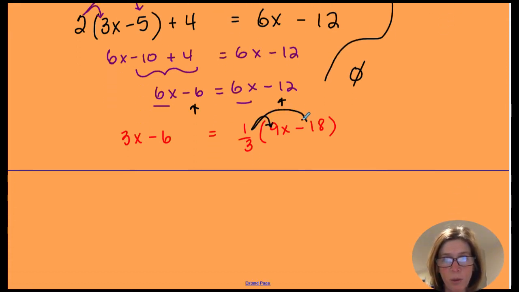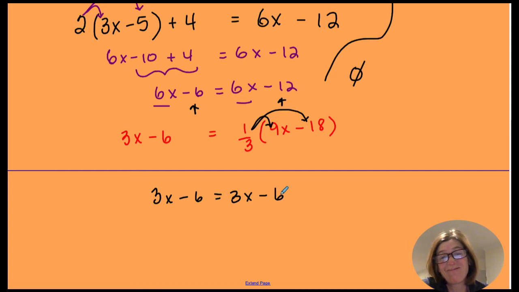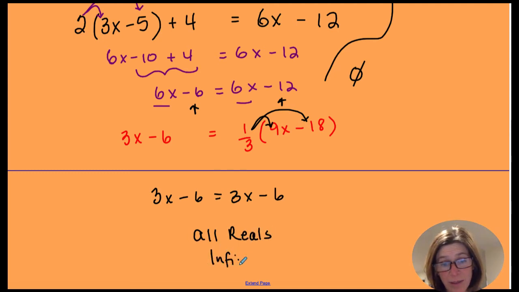I'm going to distribute the 1/3, giving me 3x minus 6 equals 3x minus 6. Right here, I can see it. All real numbers are infinite solutions. All reals, infinite. No matter what value I put in for x, the left and the right of the equation are going to be the same. The left is the same as the right. So that would be infinite solutions. Understanding this is key, okay?